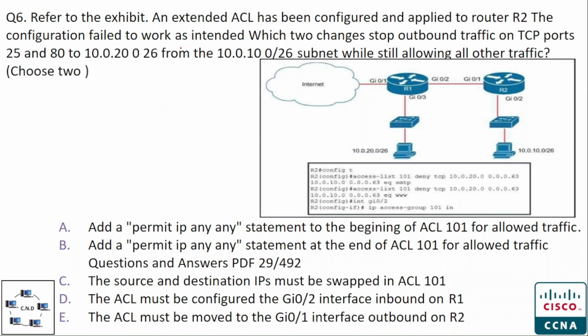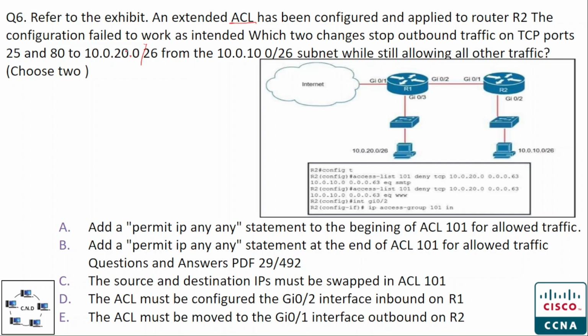Again, refer to the exhibit. An extended ACL, that is access control list, has been configured and applied to router R2. The configuration failed to work as intended. Which two changes stop outbound traffic on TCP ports 25 and 82 to 10.0.20.0/26 from the 10.0.10.0/26?